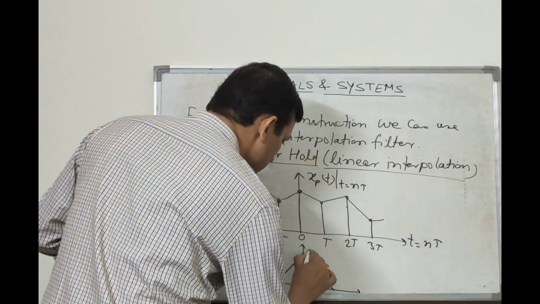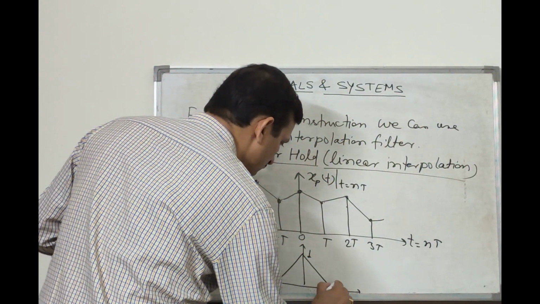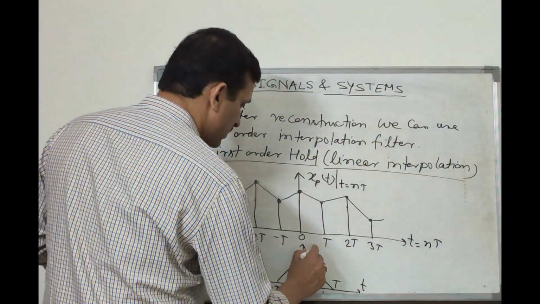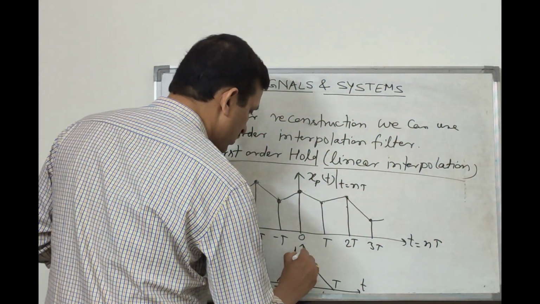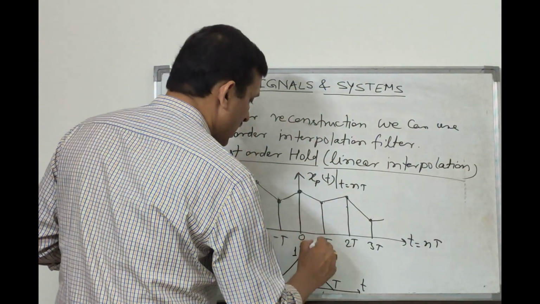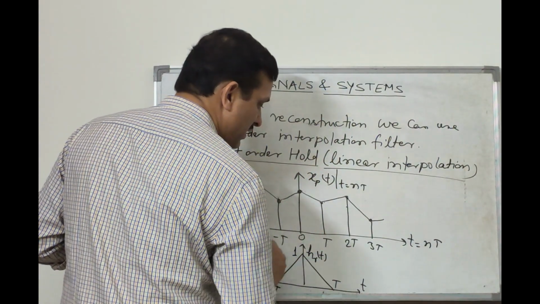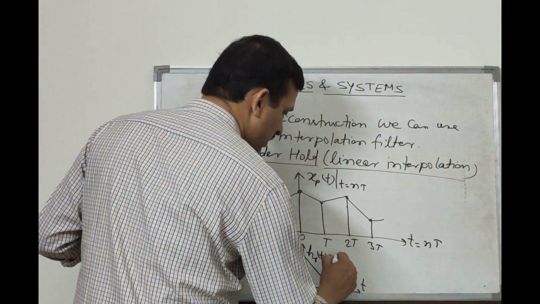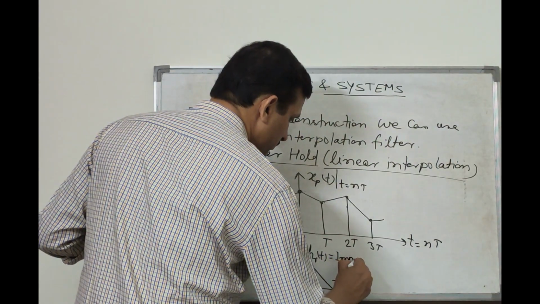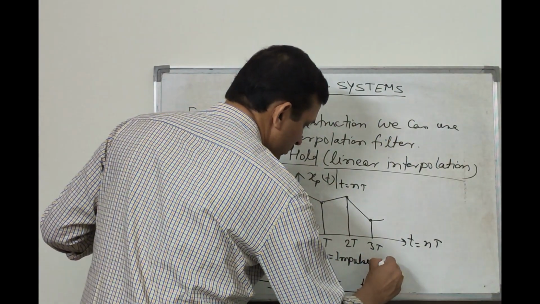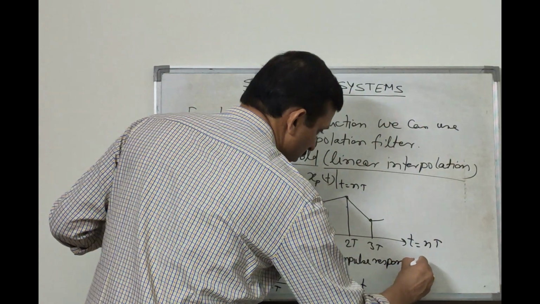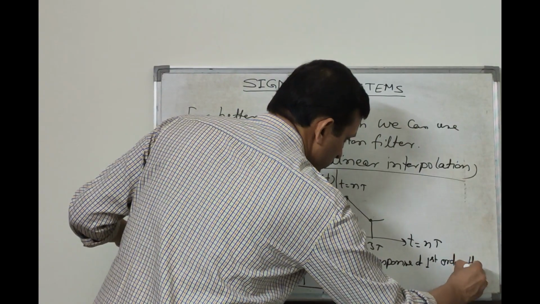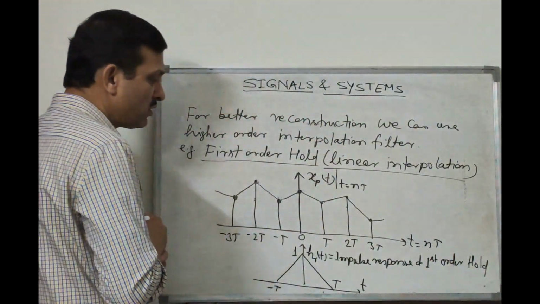This is the impulse response. This is minus T and this is T. This is the impulse response of this H_R(t), which is a first order hold or linear interpolation filter. This is the impulse response of first order hold.